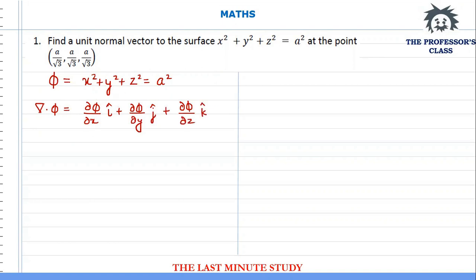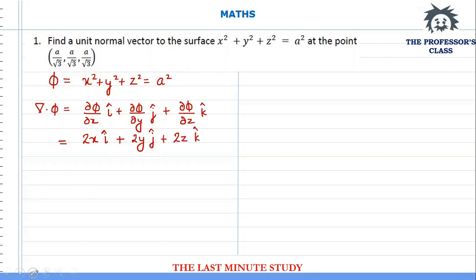Now, for finding del phi by del x, del phi by del y, del phi by del z, I need to differentiate the equation of phi with respect to x, y, and z respectively. So when I differentiate phi with respect to x, I'll get 2x i. Similarly, when I differentiate phi with respect to y, I'll get 2y j. And when I differentiate phi with respect to z, I'll get 2z k.